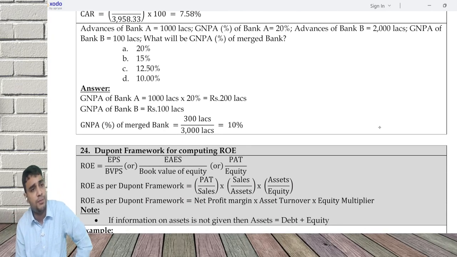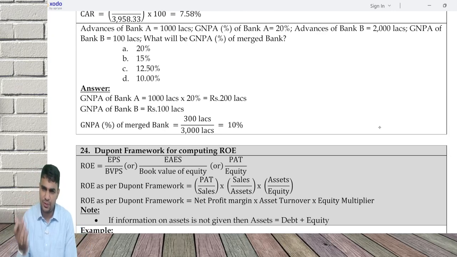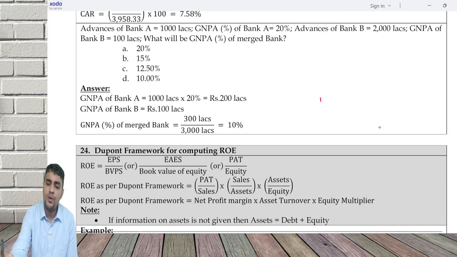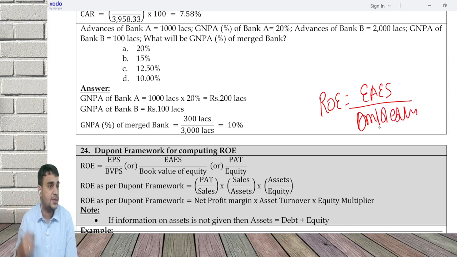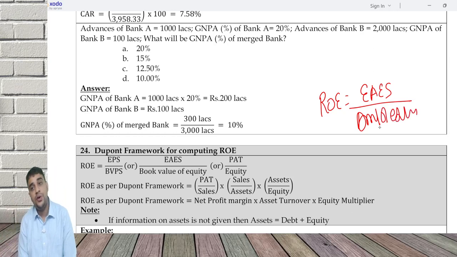DuPont framework for computing ROE. Again, something which you could have learnt at inter level. ROE, what is the formula I said? EAES by amount of equity. If you divide EAES by number of equity shares, you get EPS. And if you divide amount of equity by number of equity shares, you get value of equity.